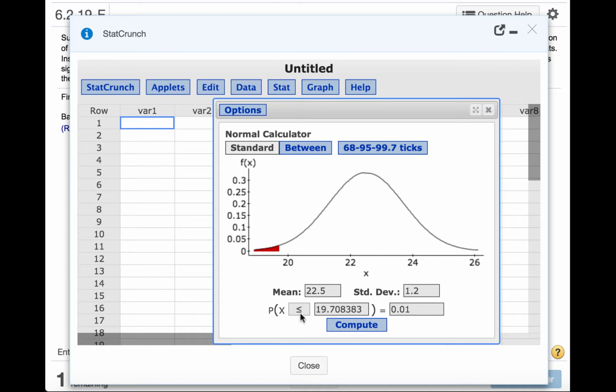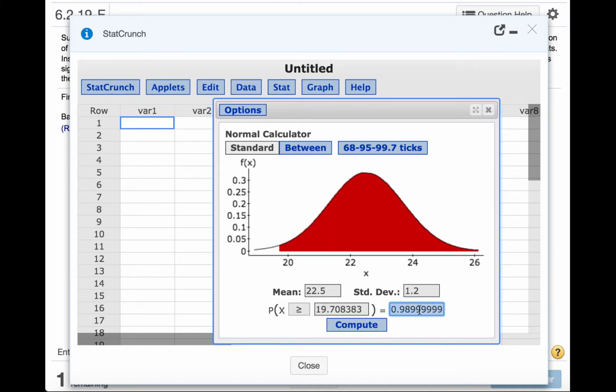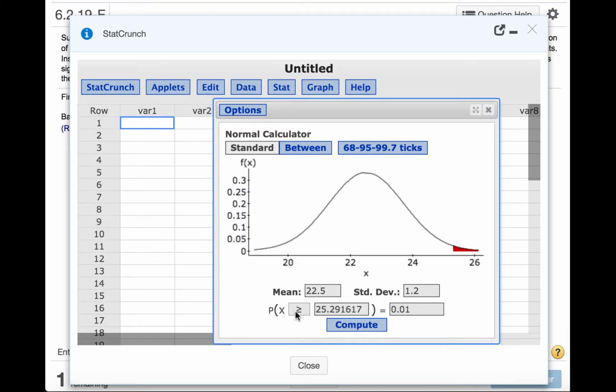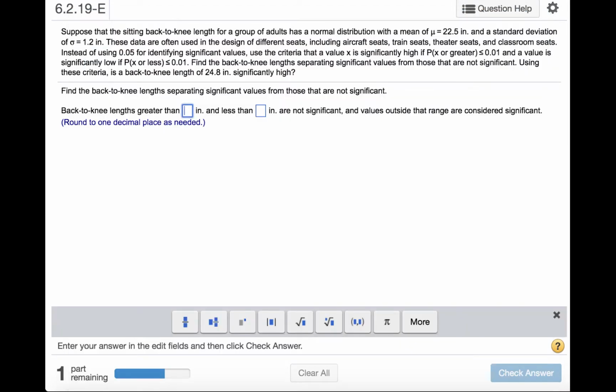We also want to find the x value that leaves 0.01 to the right of that value. So we'll change the less than to greater than and find a value of 25.3. So back-to-knee lengths greater than 19.7 inches and less than 25.3 inches are not significant, and values outside that range are considered significant.